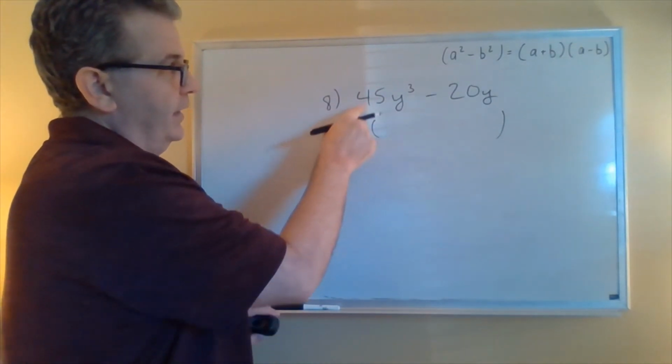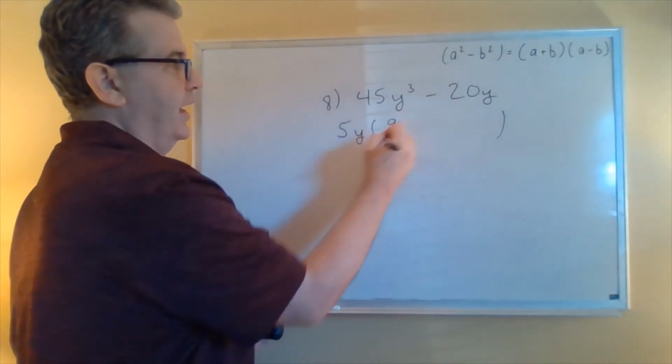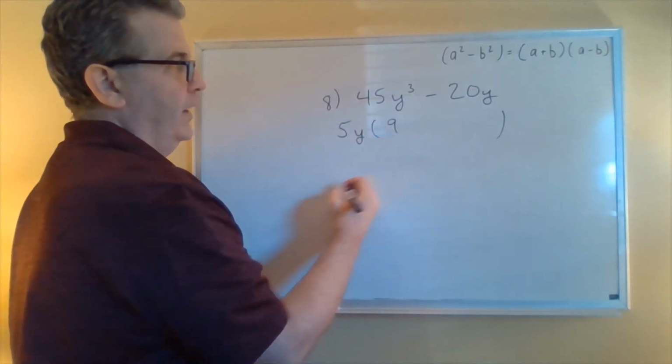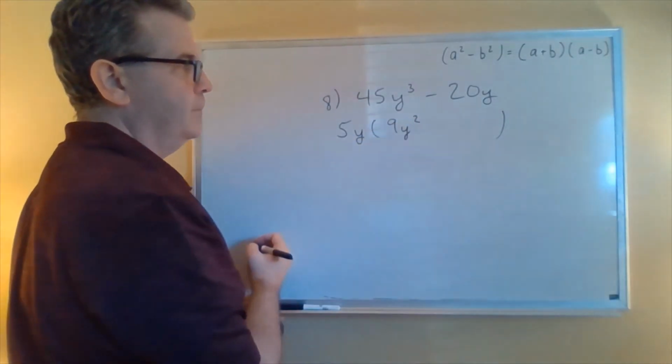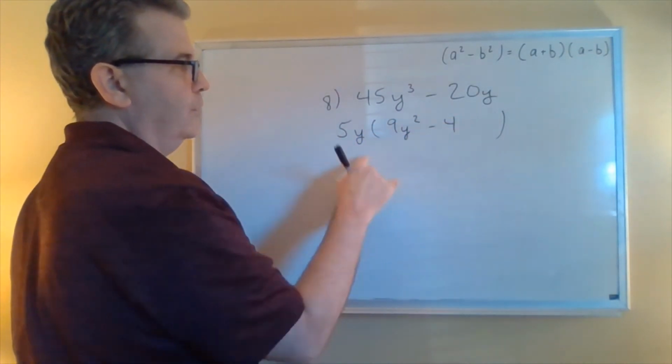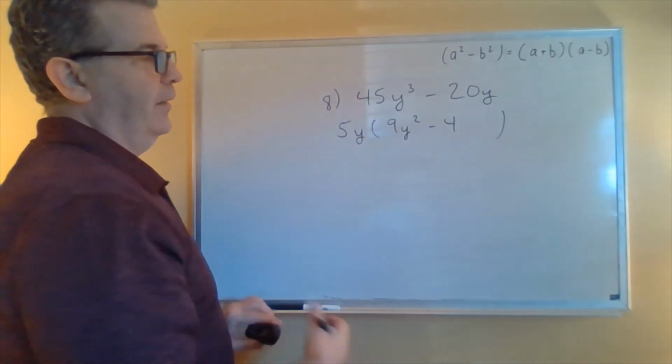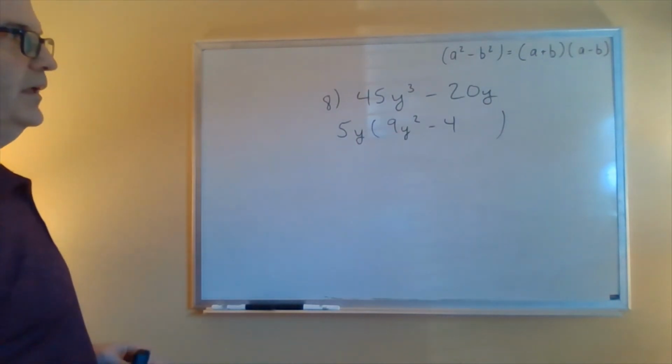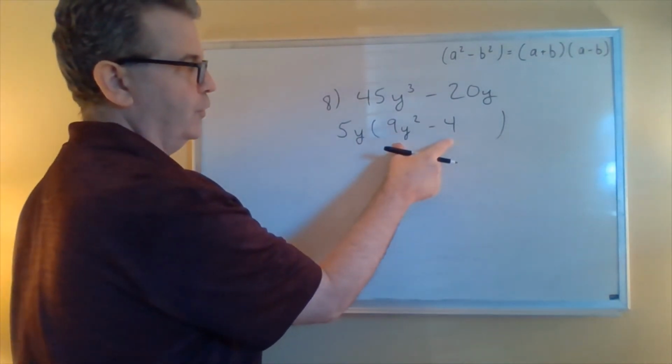So now let's divide 5 into 45. That's 9. We take a y out of y cubed. That leaves us with y squared. If I take a 5 out of 20, it's going to leave us with 4. Of course, y divided by y, well, that's just going to be 1. So that cancels out. So now we look at our two terms here.